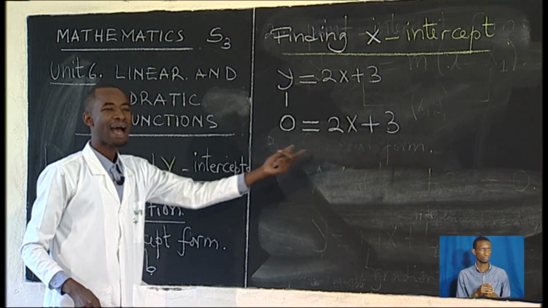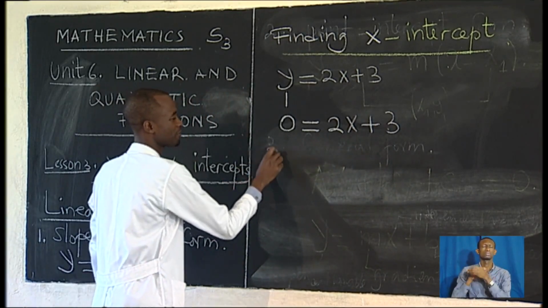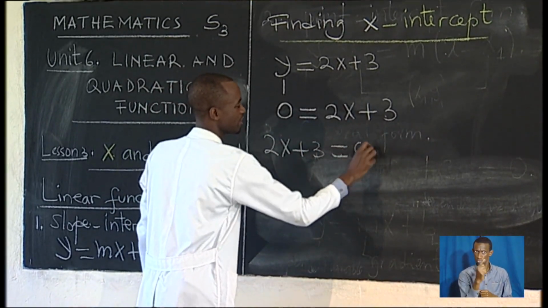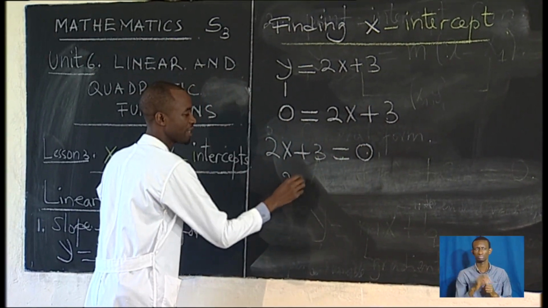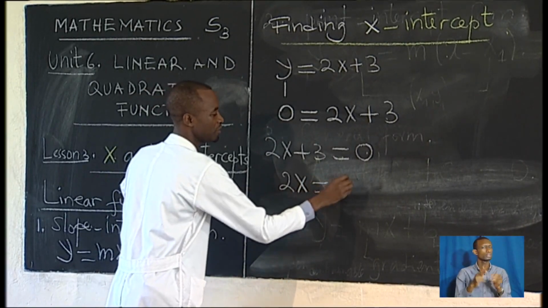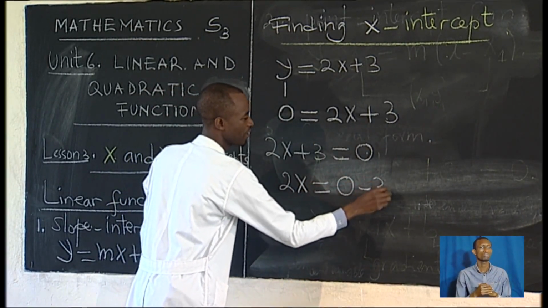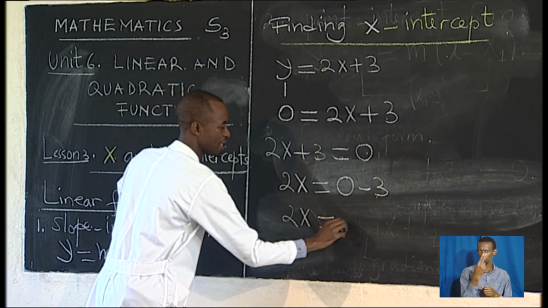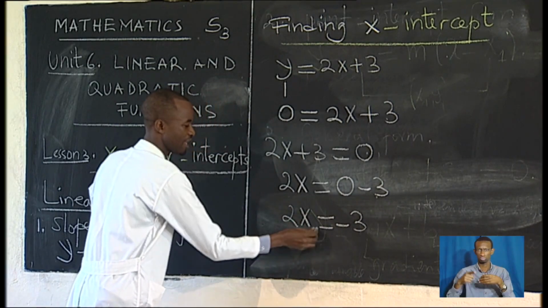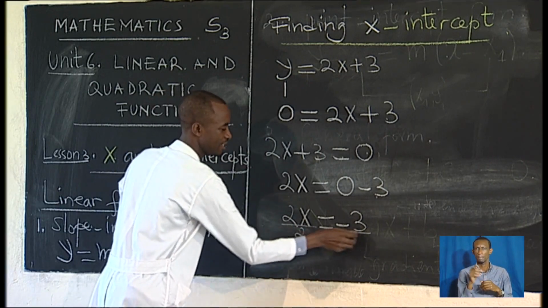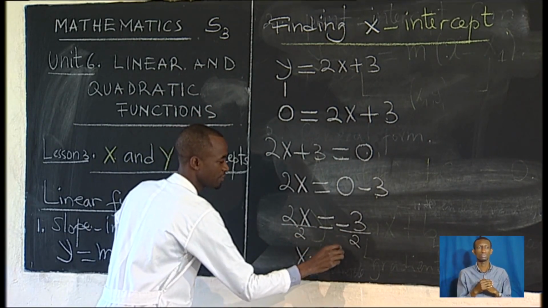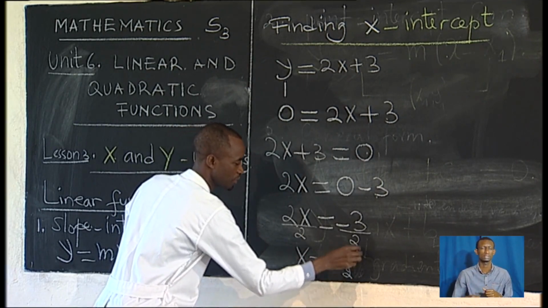And from here, I can find the value of x. Of course, I have 2x plus 3 equals 0. And 2x will be equal to 0 minus 3. And I will have 2x equals negative 3. And I divide by 2 on both sides. And I get x equals negative 3 over 2.